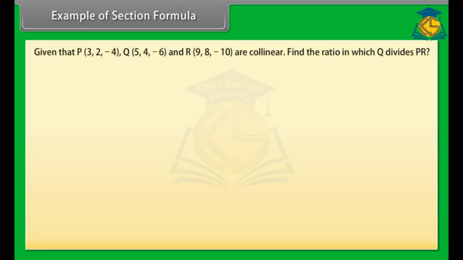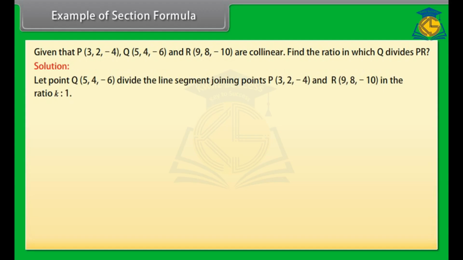Example of section formula. Given that P (3, 2, -4), Q (5, 4, -6) and R (9, 8, -10) are collinear, find the ratio in which Q divides PR. Solution. Let point Q (5, 4, -6) divide the line segment joining points P (3, 2, -4) and R (9, 8, -10) in the ratio k:1.